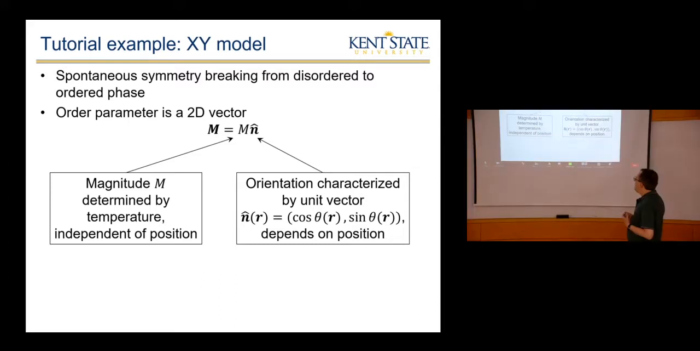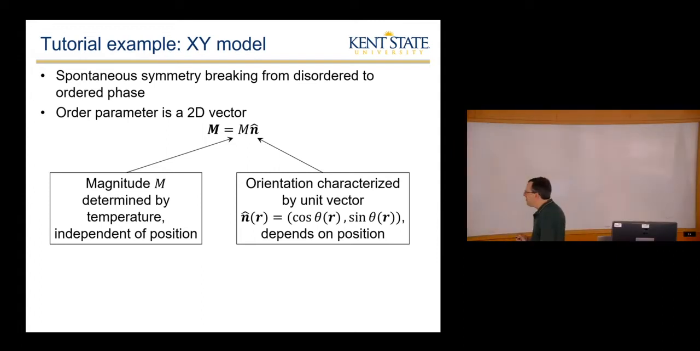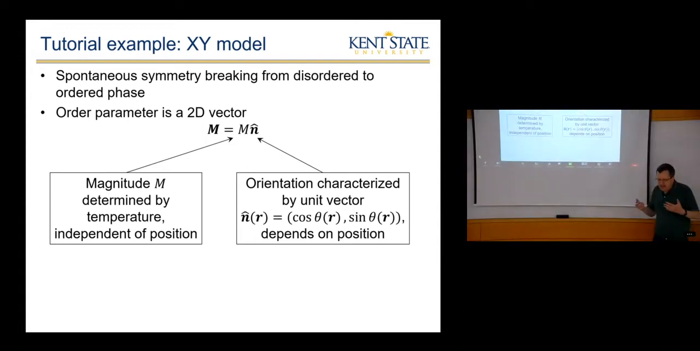We could say that the magnitude is uniform everywhere. Right? And then there's an orientation, which is characterized by some unit vector. So some n as a function of position, right, which is a unit vector in the xy plane. So we could write it as cos theta and sine theta, where theta depends on position, okay? The thermodynamics doesn't lock in what the direction is, right? The mean field theory, say, for magnetism fixes a magnitude, but not a direction. So that can easily vary as a function of position.